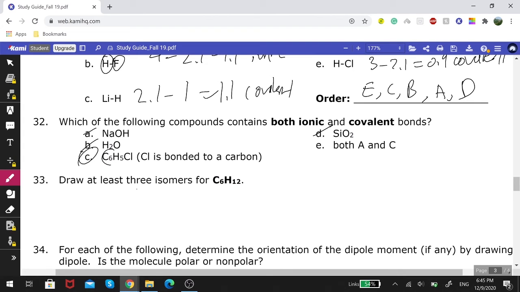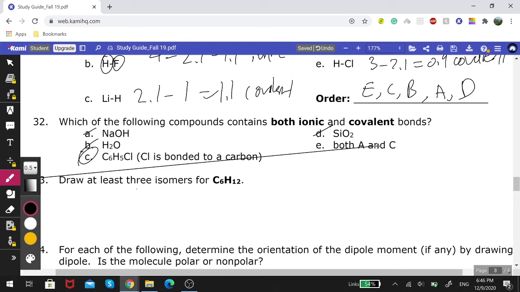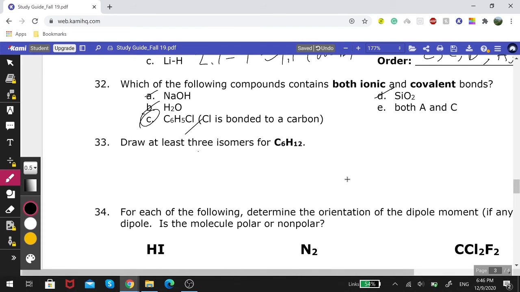See, there's metals and nonmetals. Oh no, there's only nonmetals, but Cl is an ion. Cl is an ion, and in order to bond with that, you're going to have to have an ionic bond, and the other C, which bonds with the Hs, will be all covalent. So this one will have both covalent and ionic.